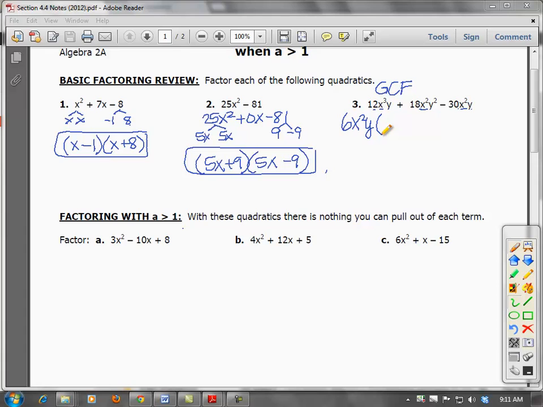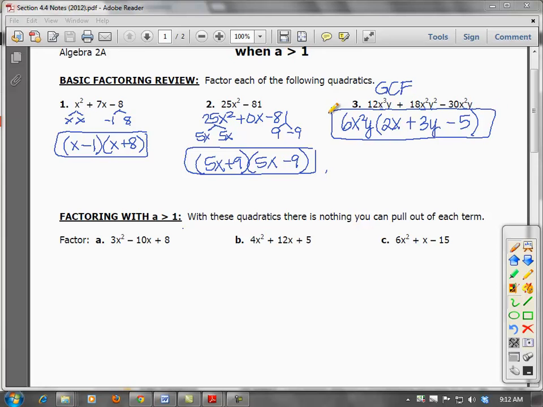And this is something we've done before, so it should seem kind of familiar. 12 divided by 6 is 2. I had 3 x's, but I took away 2 of them, so I have 1 x left. I had a y, but I took the y out, so I just put a plus sign then. 18 divided by 6 is 3. I had 2 x's, but I took 2 x's out, so that's gone. I had 2 y's, and I took 1 out, so I have 1 y left. And last term, 30 divided by 6 is 5. I had 2 x's, but I took them both out. And I had 1 y, but I took that out as well, so I just closed my parentheses.